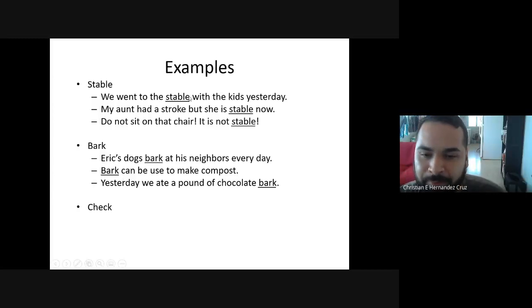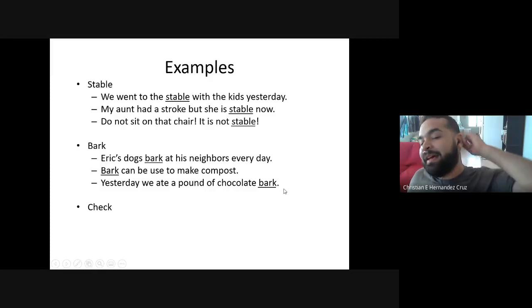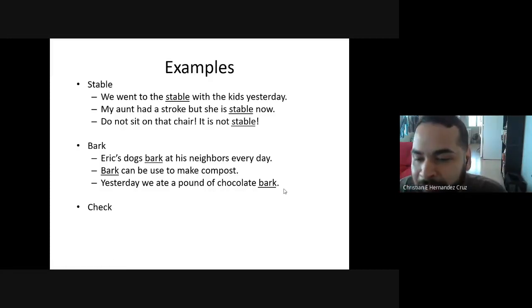Yes, exactly. Remember that stable here means like un ranchón o pues donde tú guardas los caballos. En este caso pues sería estabilidad física o de un objeto. But yes, exacto. En este caso we are talking about a dog's voice. We are talking about la corteza de un árbol. And in this one, we ate a pound of chocolate bark. Ya con la palabra chocolate, we can imply that this is a type of candy. En español sería más cercano como a un turrón, pero el chocolate bark no es duro. Okay. It's kind of the same shape, but it's not really the same texture.